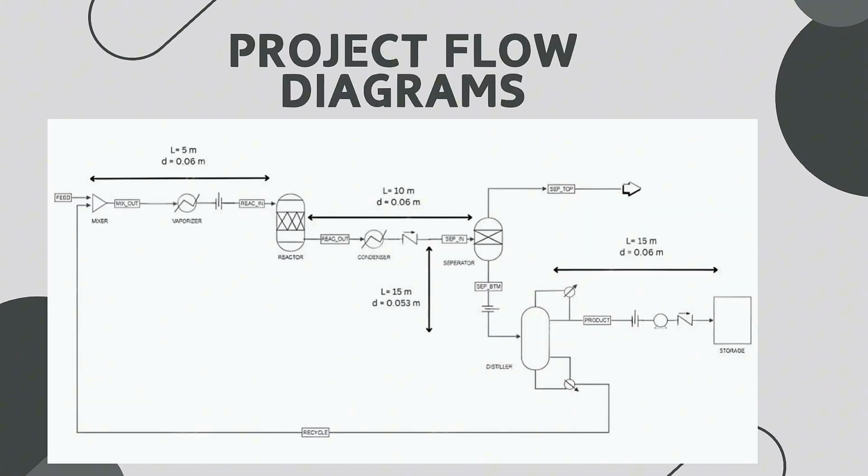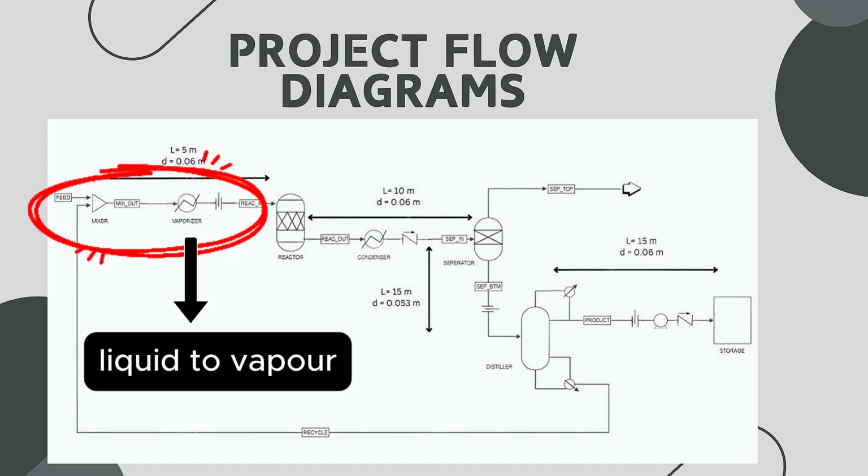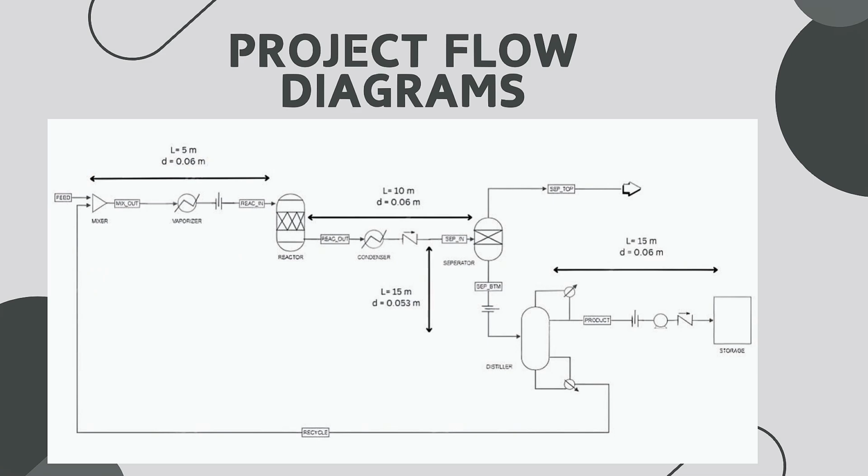Now I will explain about the process flow diagram. The process begins with the mixing of water and isopropyl alcohol in the mixer. This ensures that the feed is well blended before it enters the next stage. Once mixed, the feed is passed through the vaporizer where it is heated to convert the liquid mixture into a vapor phase. Then, the reaction will occur in the reactor.